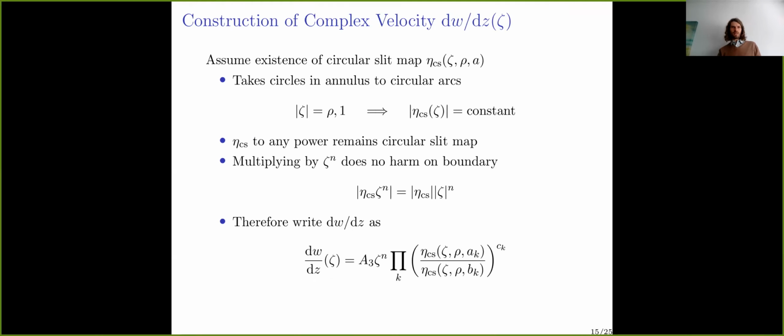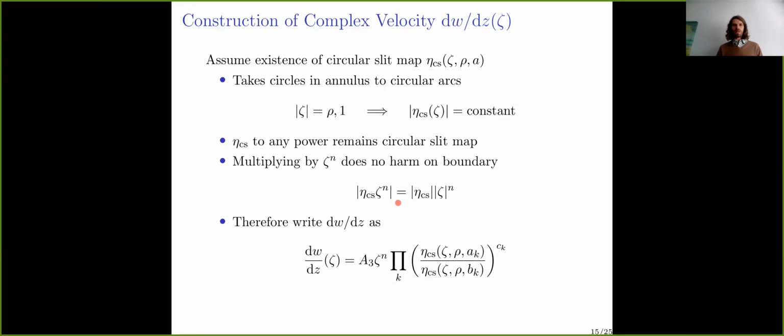Similar arguments for the complex velocity. Let's just assume we have the circular slit map, so that as we go along the circles in the annulus, the complex velocity is also going to be along a circular arc, so that the magnitude of the circular slit map is going to be constant. And we can raise that to any power we want. It's not going to change the fact that it's constant along a circular slit. Another thing we can do is multiply by any power of zeta, because again the magnitude of that is constant. So multiply by any power we want, and we still are left with a map that takes circles to circular arcs.